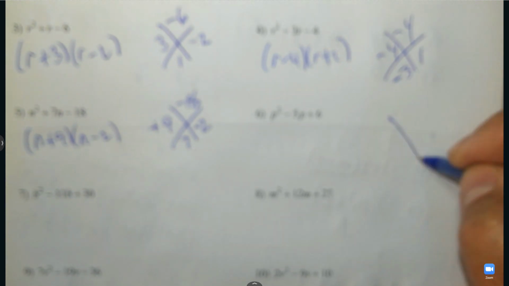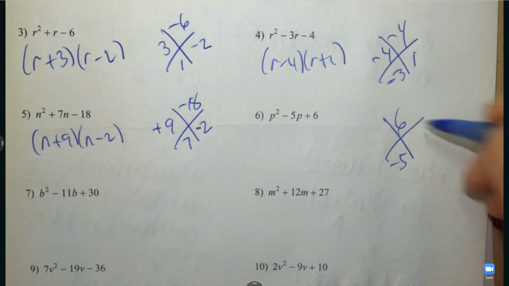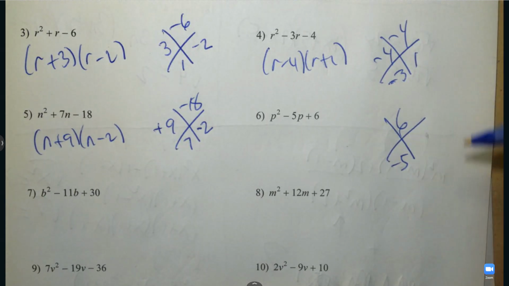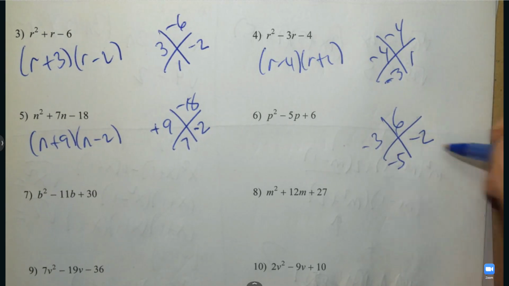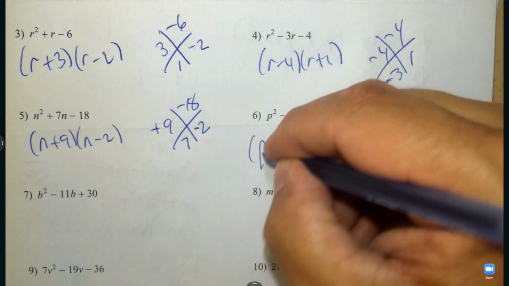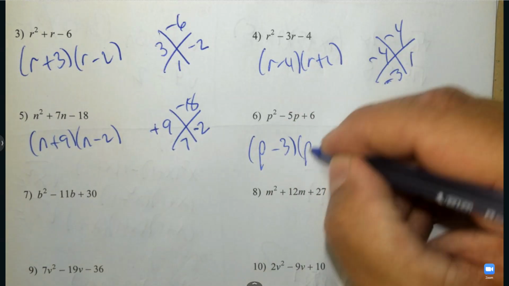Number 6. That's 6 and negative 5. So the two numbers that fit here, remember that's positive, so they're adding. So that's going to be negative 3 and negative 2. They multiply to 6 and add to negative 5. So it's p minus 3, p minus 2.